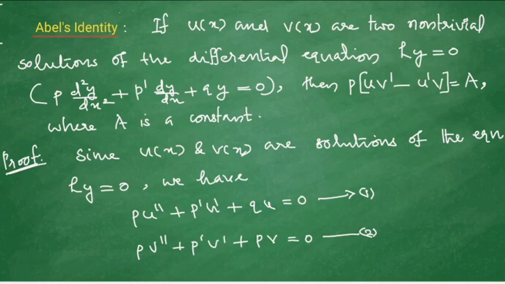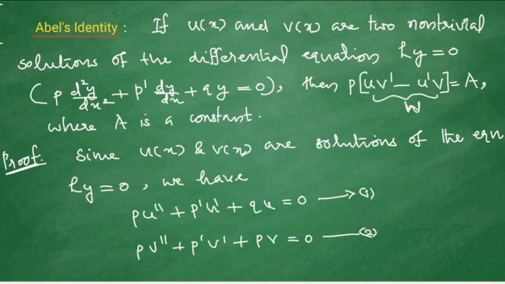The statement is, if u of x and v of x are two non-trivial solutions of the differential equation Ly equal to 0, where Ly means actually the equation given in the bracket, then P into u v dash minus u dash v, which is actually the Wronskian W.